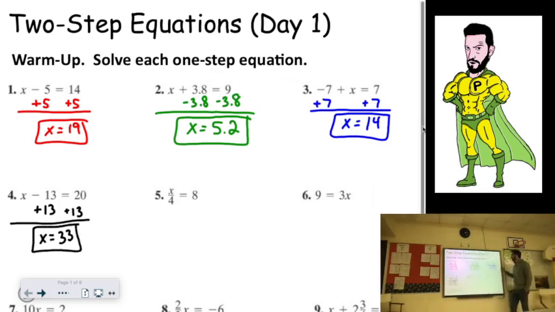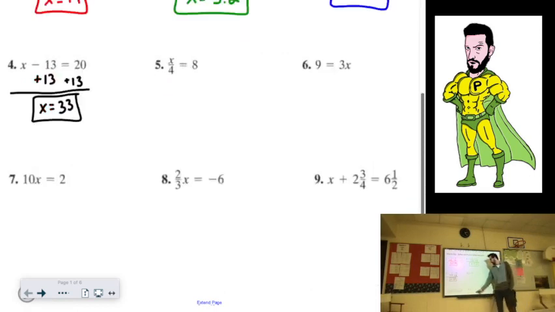Ooh, x over 4 equals 8. That means division, so let's multiply to get rid of it. Multiply by 4 on both sides. 8 times 4, 32.